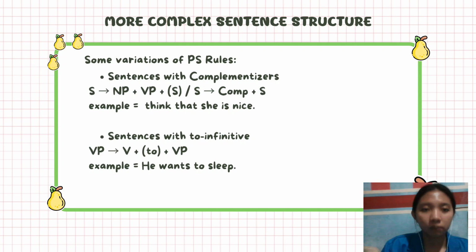More complex sentence structure. Some variations of PS rules. Sentence with complementizers: S to NP plus VP, where the VP contains a verb plus complementizer plus sentence. Example, think that she is nice. The sentence with infinitive: verb phrase to verb plus to plus verb phrase. Example, she wants to sleep.